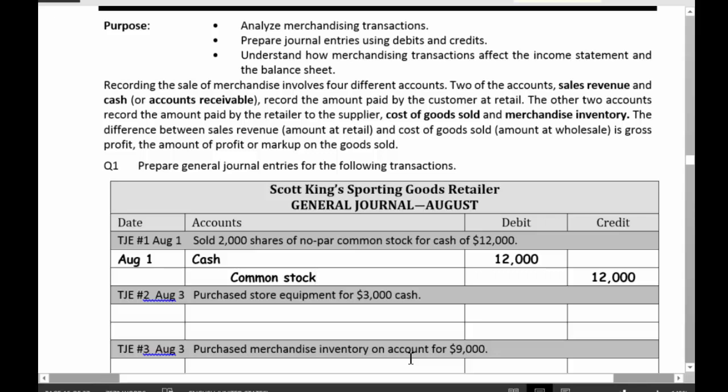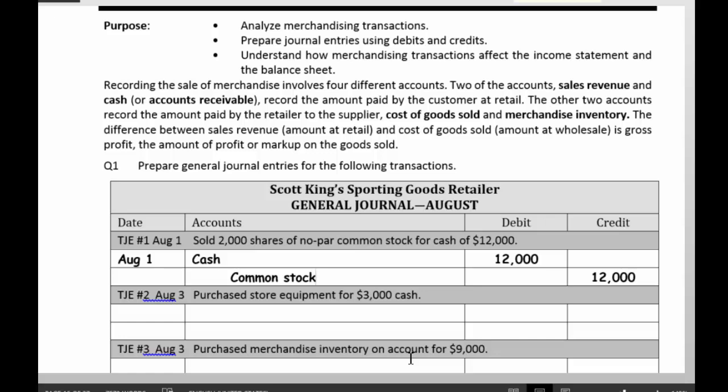With merchandising transactions, we also have to keep track of two more accounts. One of them is cost of goods sold, and the other one is merchandise inventory. In merchandise inventory, I keep track of the value of whatever inventory I have in stock. Cost of goods sold is used to accumulate the cost of the goods that you sold.